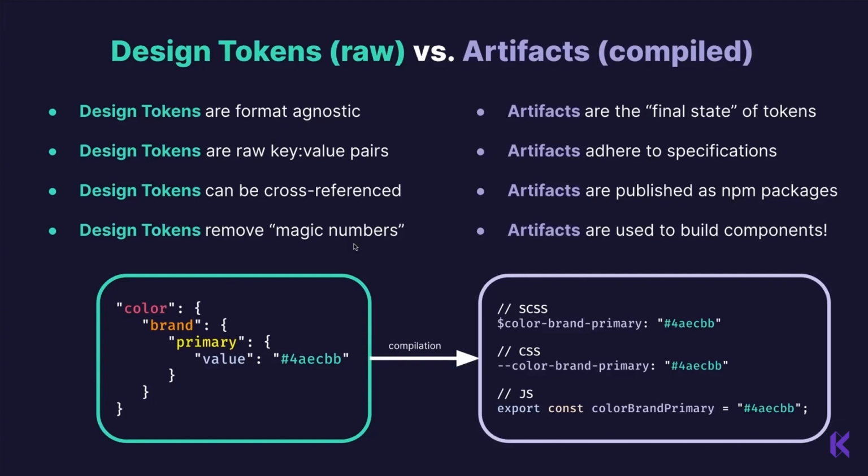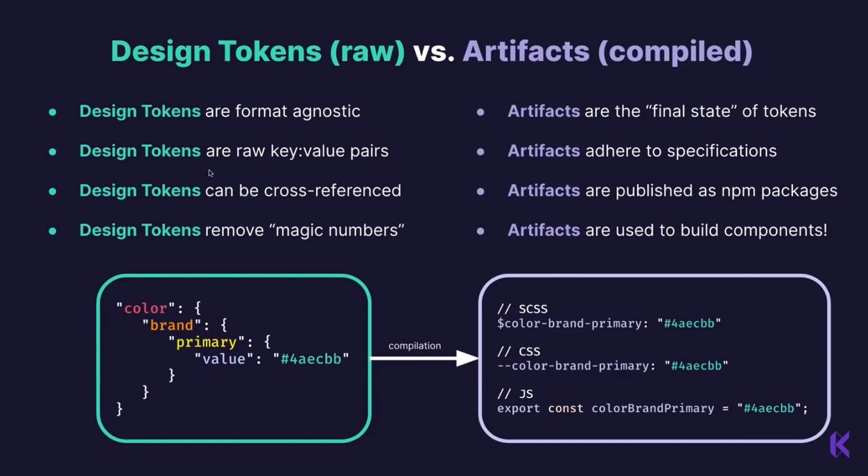And then through a compilation process, and this is something we provide in our stack through Knapsack, we get these artifacts. Artifacts are the final state of the tokens. They adhere to specifications. They are published as NPM packages, or they can be distributed in other ways. We actually released the ability for folks to download their bundles just through the UI.